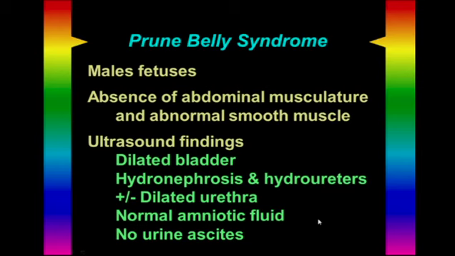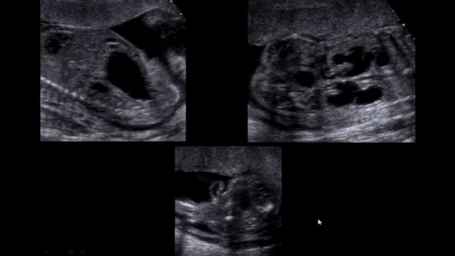Prune belly syndrome is also an anomaly that affects male fetuses. It's characterized by absence of the smooth muscle and abdominal musculature in the fetal abdomen as well as the urinary tract. It's characterized by dilated bladder, hydronephrosis and hydroureter, and often a dilated penile urethra. Now in this case, the fetus can replenish the amniotic fluid. It can pass urine from the bladder into the amniotic cavity, so there may be normal amniotic fluid, and typically there is never urinary ascites.